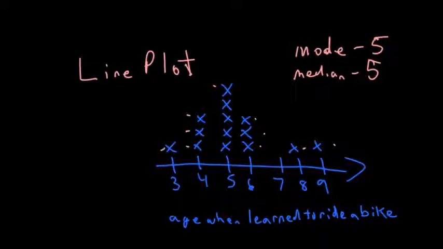You can find the mean, but that's not any easier than any other format, so we're not going to do that. But a line plot is just a line with X's above it. One thing you need to be careful of, sometimes you'll have a key on this that says something like that, x equals 3. So then you would have to take each one of those x's and multiply it by 3. So instead of our mode being 5, it would be 15 if that was the key.